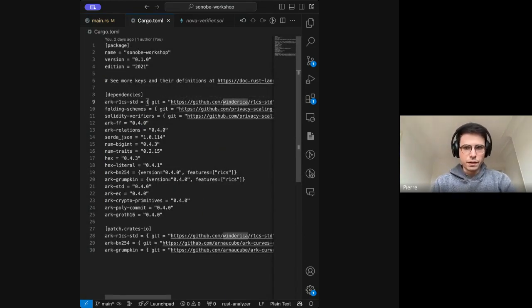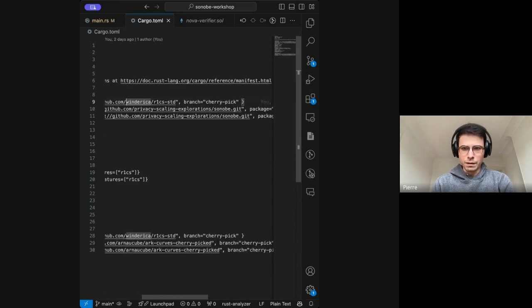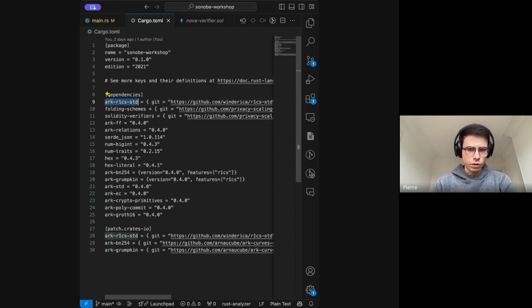A few things that you need to know is that we are using a custom version of the arkworks R1CS std library, because of a few things in the original library, but we will end up merging back with the arkworks R1CS library. A second thing to know is that the Sonobe repo is a workspace divided into multiple packages. So here we are importing two packages, the folding-schemes package and the solidity-verifier package, because we are going to start to verify stuff on-chain.